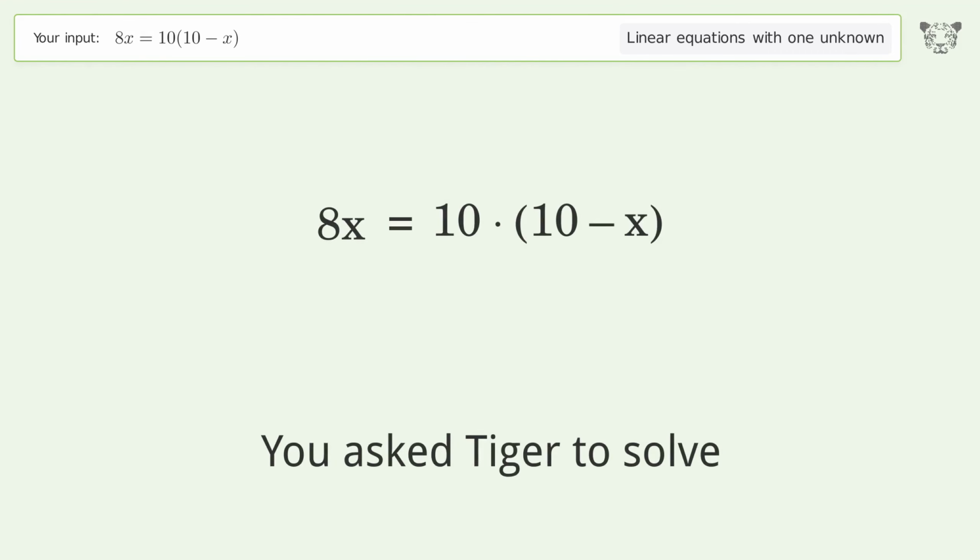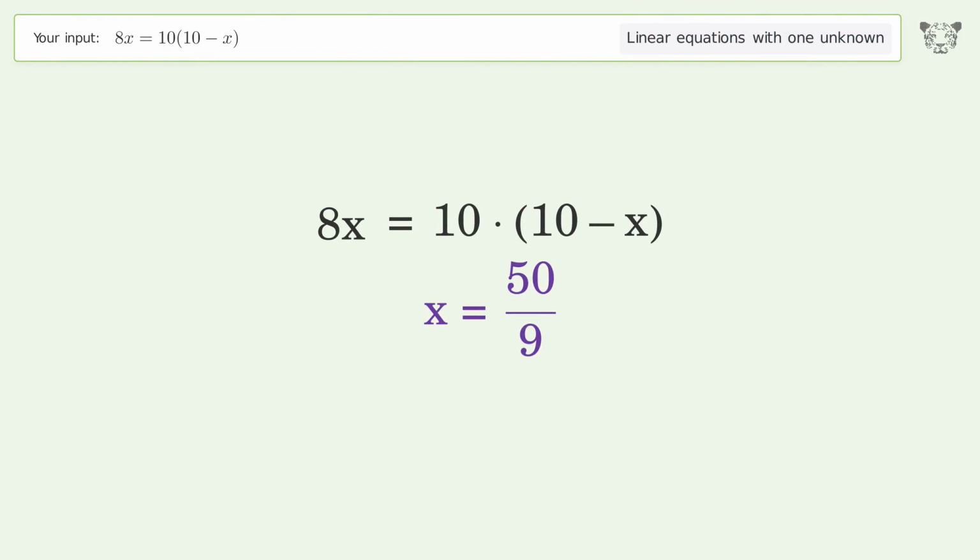You ask Tiger to solve this. It deals with linear equations with one unknown. The final result is x equals 50/9. Let's solve it step by step.